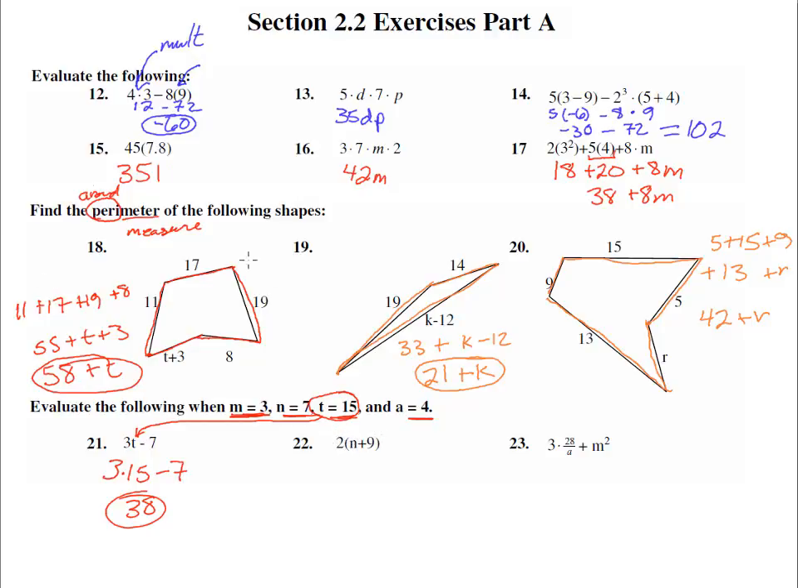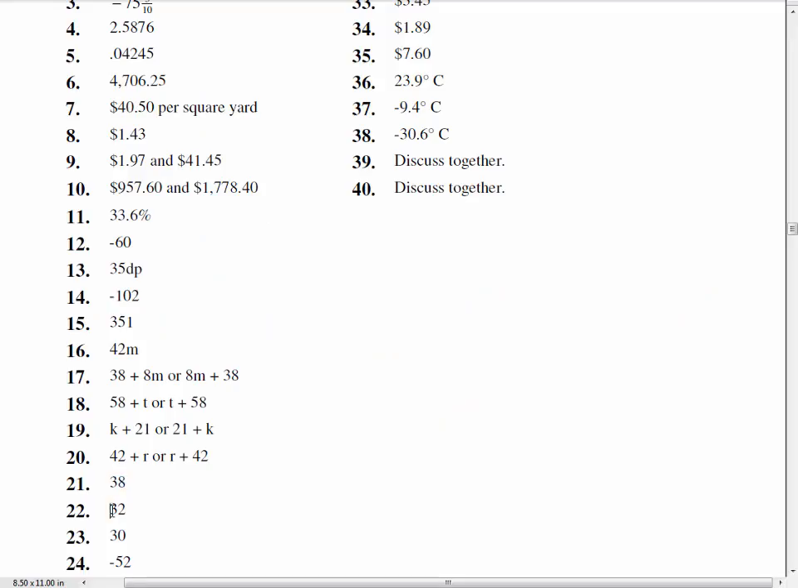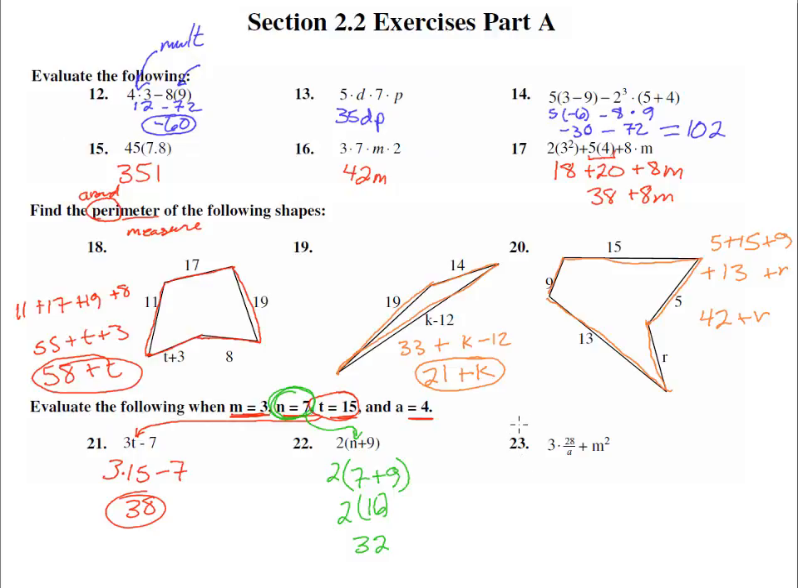Number 22. This is 2 times n plus 9. But what was n? Let's use a different color for this problem. N is 7, so we're going to stick a 7 right in there. So it's actually 2 parentheses. Now it's next to these numbers, so that's multiplication. 2 times 7 plus 9. We do parentheses first. We get 7 plus 9 is 16, so we get 2 times 16 is 32. Let's check our answer on that one. There we go. Good.